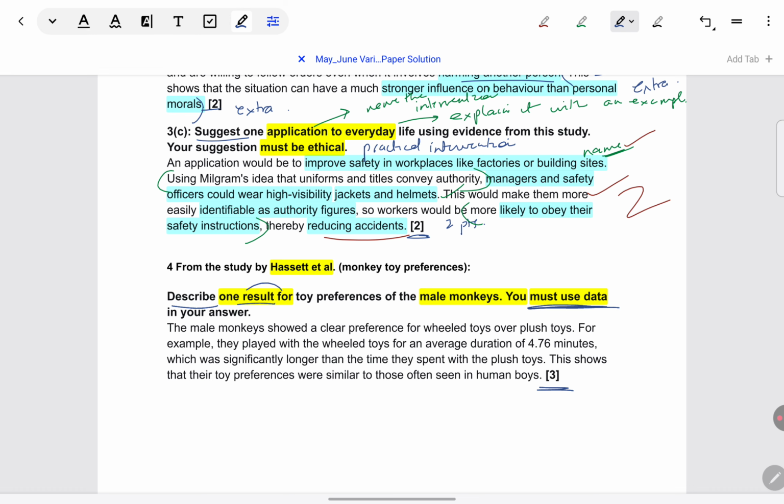For a result question, it just means don't just give the numbers, don't just give the comment. So don't treat it like a name or identify question. Explain in words what the results mean. Okay, this time the unusual thing is this question is for 3 marks. Otherwise, all along we have been seeing 2 marks questions.